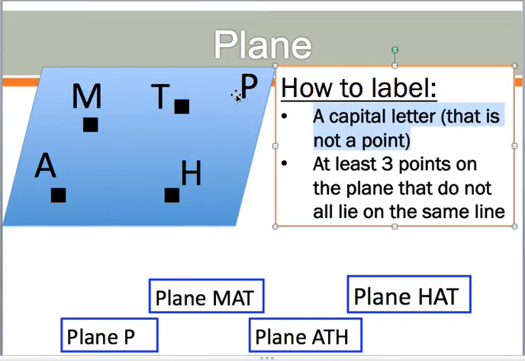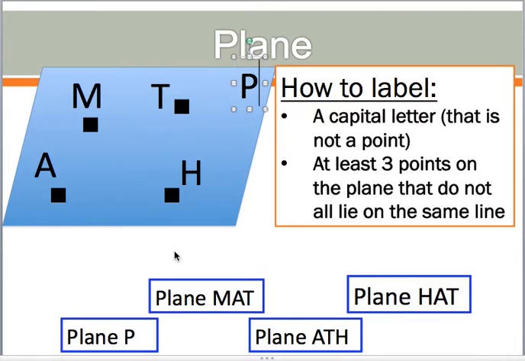So what we see here is we've got 5 different letters on the plane. And we see that points A, M, T, and H all refer to points. And then P is just sitting out here on its own. So one way we could label this plane is by point P. Okay, so this is plane P.